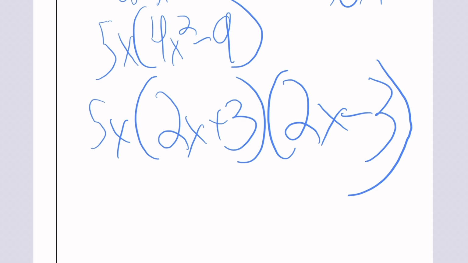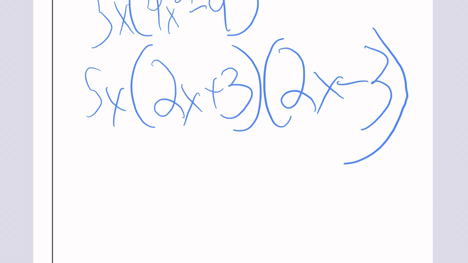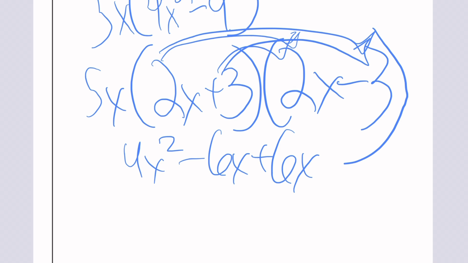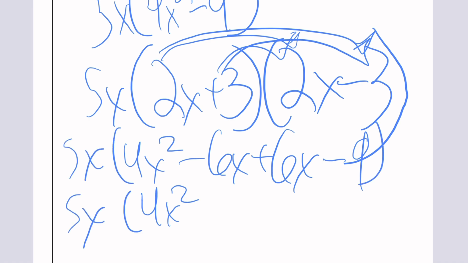And just to check our work, we're going to actually expand it. So let's start with this. 2x, we're going to distribute it, and then we're going to distribute this amongst that. So it's going to be 4x squared minus 6x plus 6x minus 9. Now we have 4x, and we also carry down the 5x. And we have negative 6x plus 6x is 0, so we're left with this.